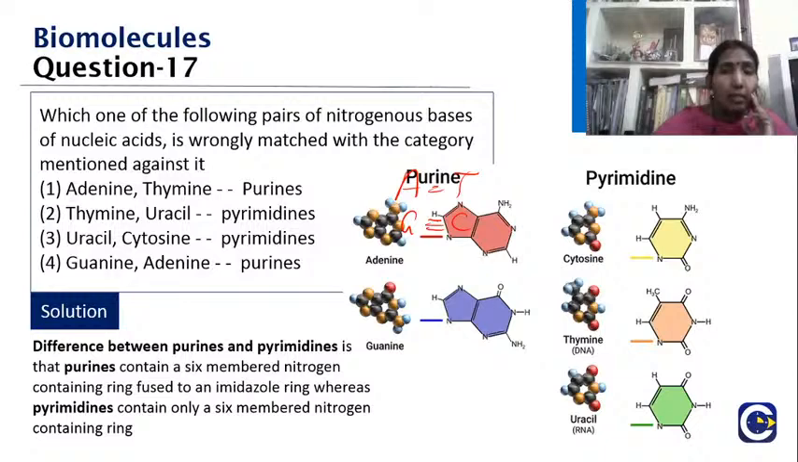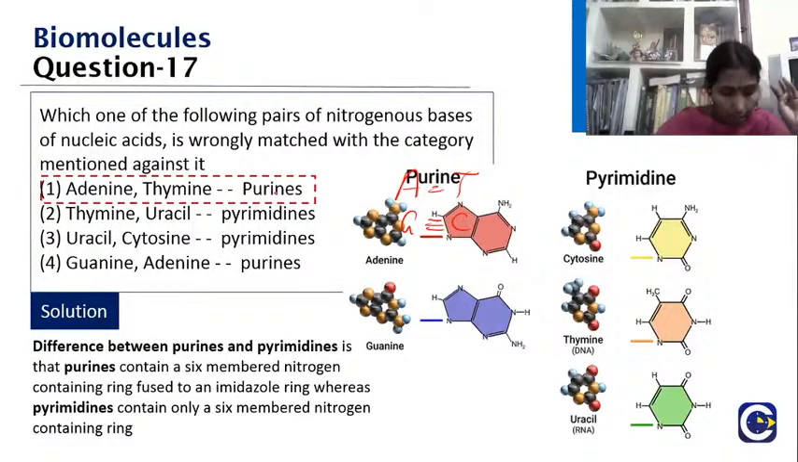In pyrimidines we do not have the imidazole, it is in purines that we see it. So the purines contain the 6-membered nitrogen ring fused with an imidazole ring. But what about the pyrimidine? It is only a 6-membered nitrogen-containing ring. So what should be your pairing, which we already know from base pairing. Thymine and uracil are pyrimidines. What about uracil and cytosine? They are pyrimidines. What about guanine and adenine? They are purines. But here adenine is a purine, but thymine is a pyrimidine. So this is the wrongly matched pair.